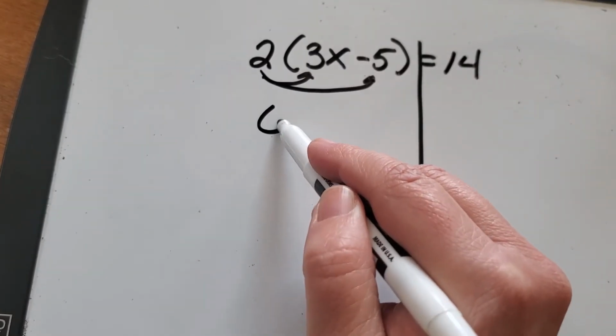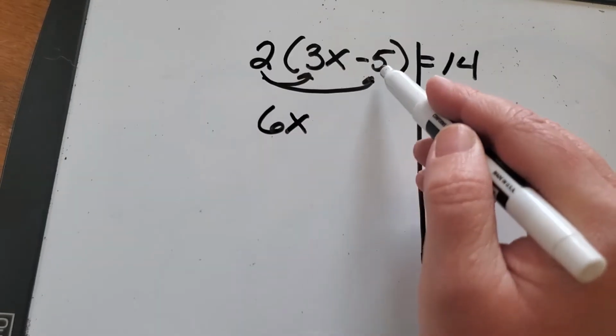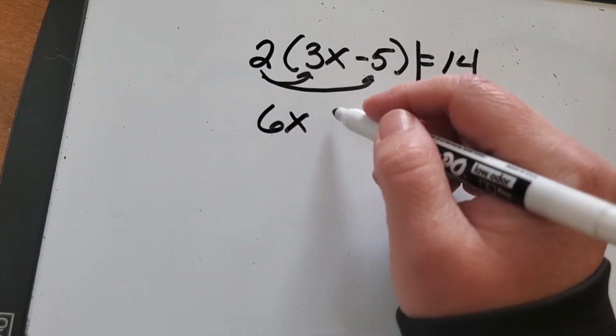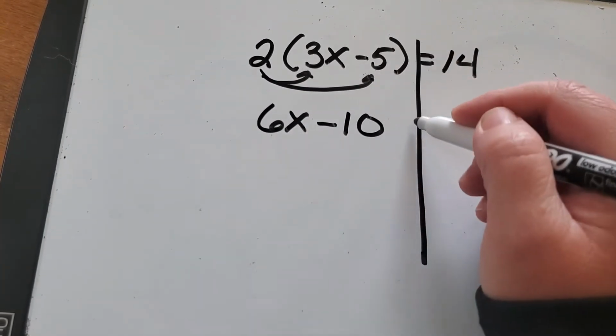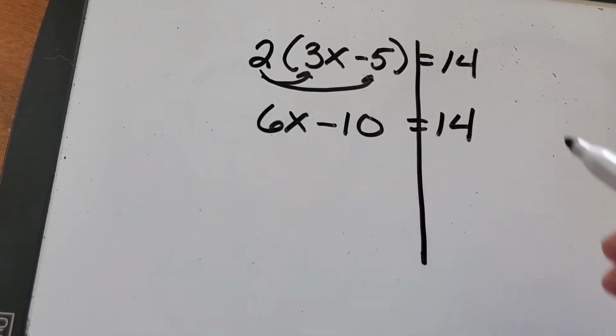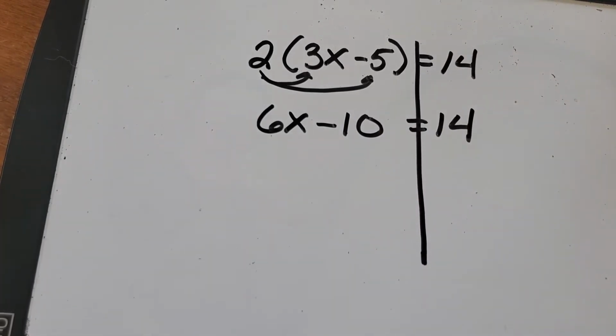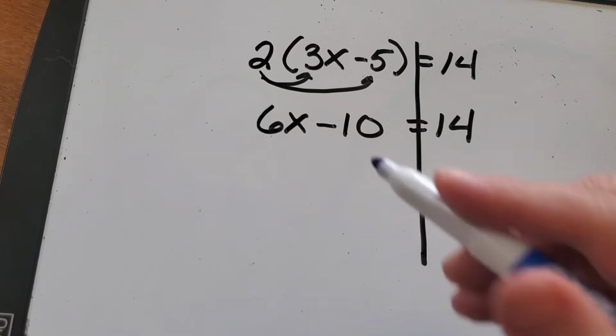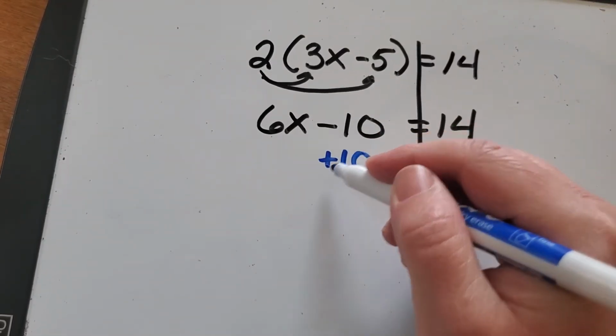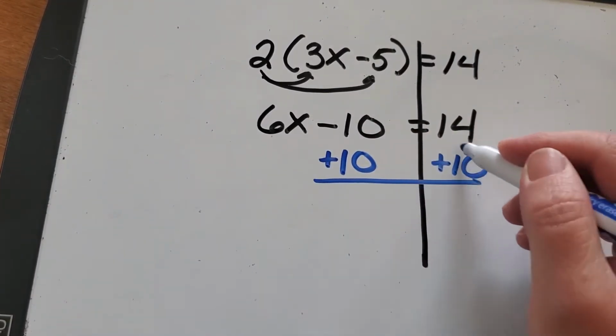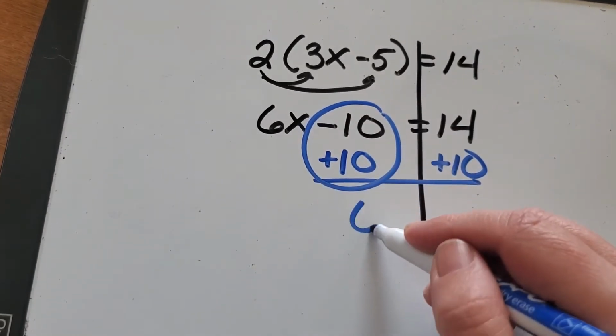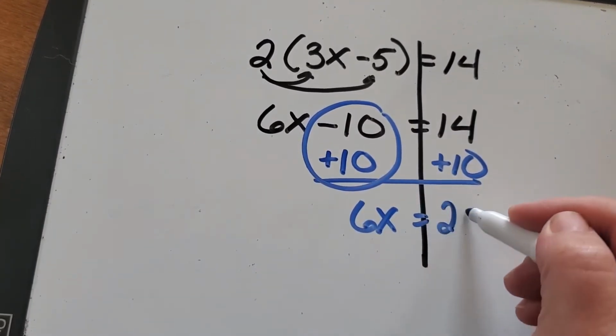So 2 times 3x is 6x. That's a 2 times a negative 5, which is a negative 10. So now it's going to say 6x minus 10 equals 14. We're going to get rid of that minus 10 first by adding 10 to both sides. You get 6x equals 24.